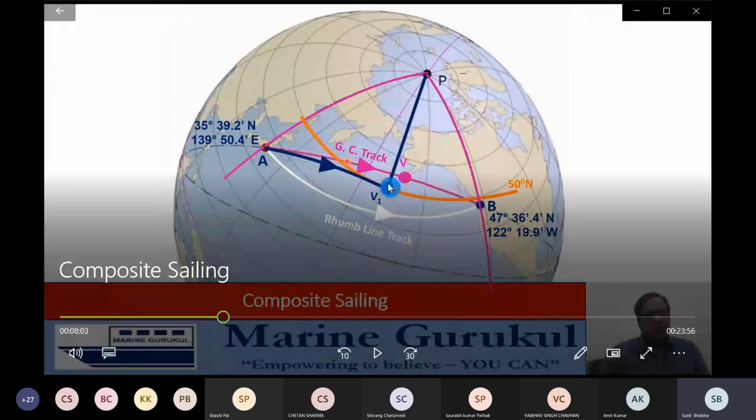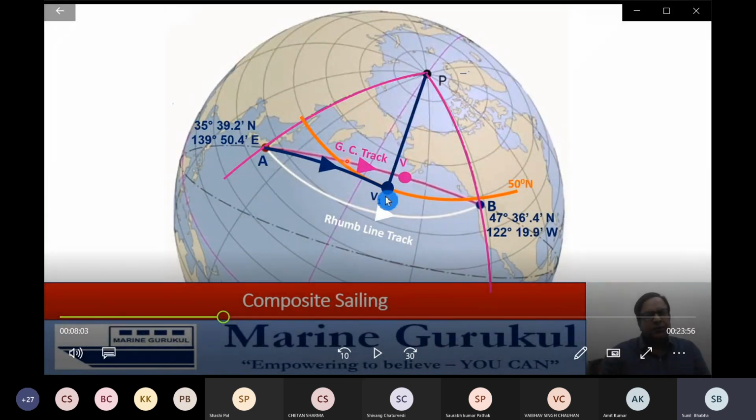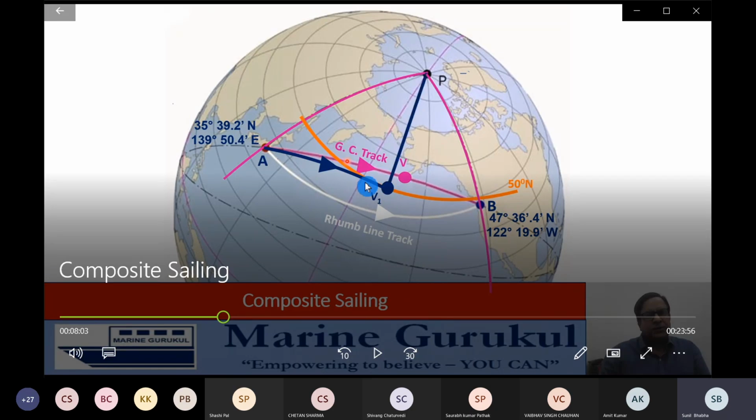Can you tell me, beta, what will be this angle V1? 90. Very good. So we know that this angle is 90 degrees because at the vertex the great circle track is east-west and the meridian runs north-south. So this angle is always a 90-degree angle.